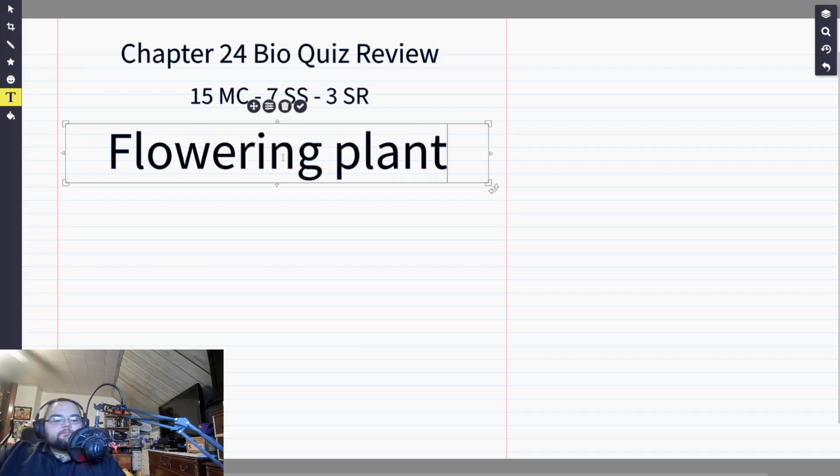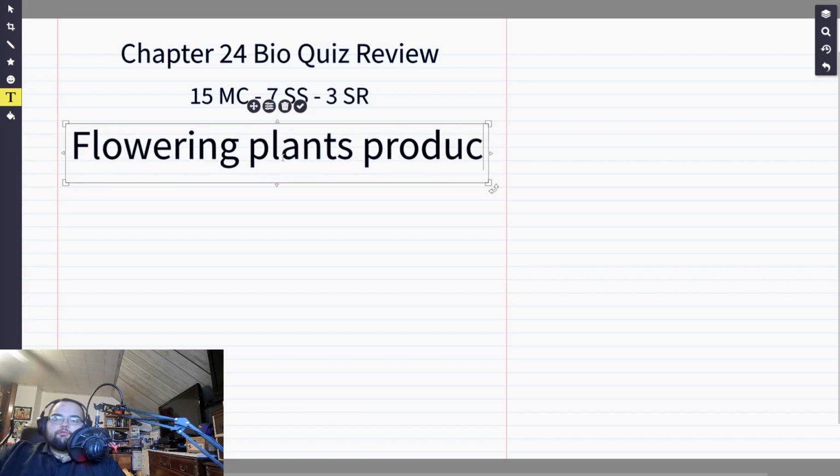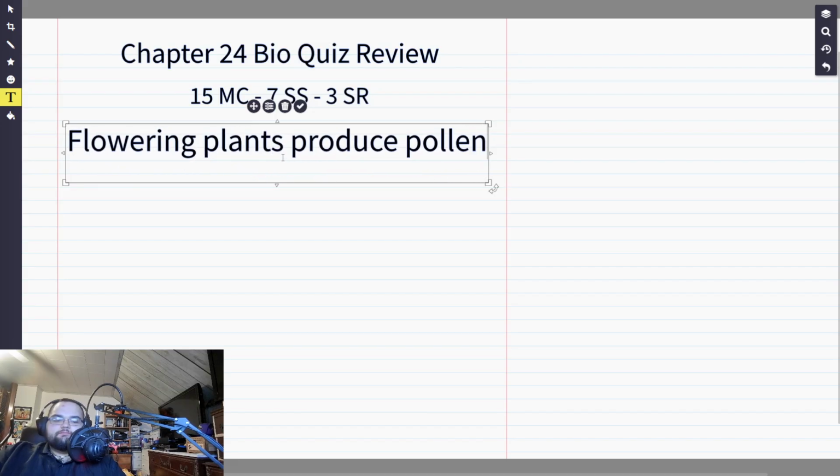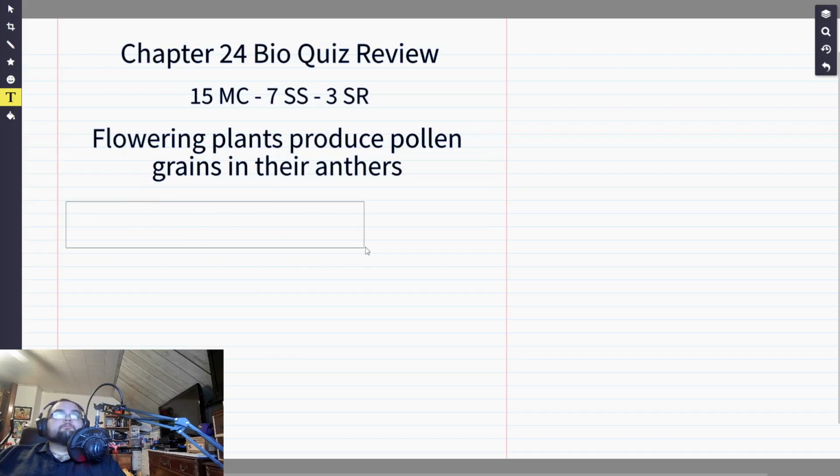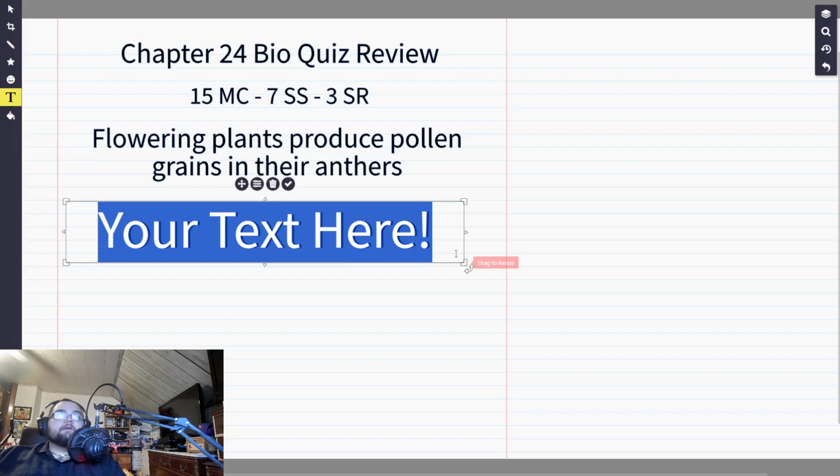Flowering plants produce pollen grains in their anthers. So the male pollen grain is produced in the anther of angiosperm. Angiosperm, again, is the scientific name of a plant that flowers.